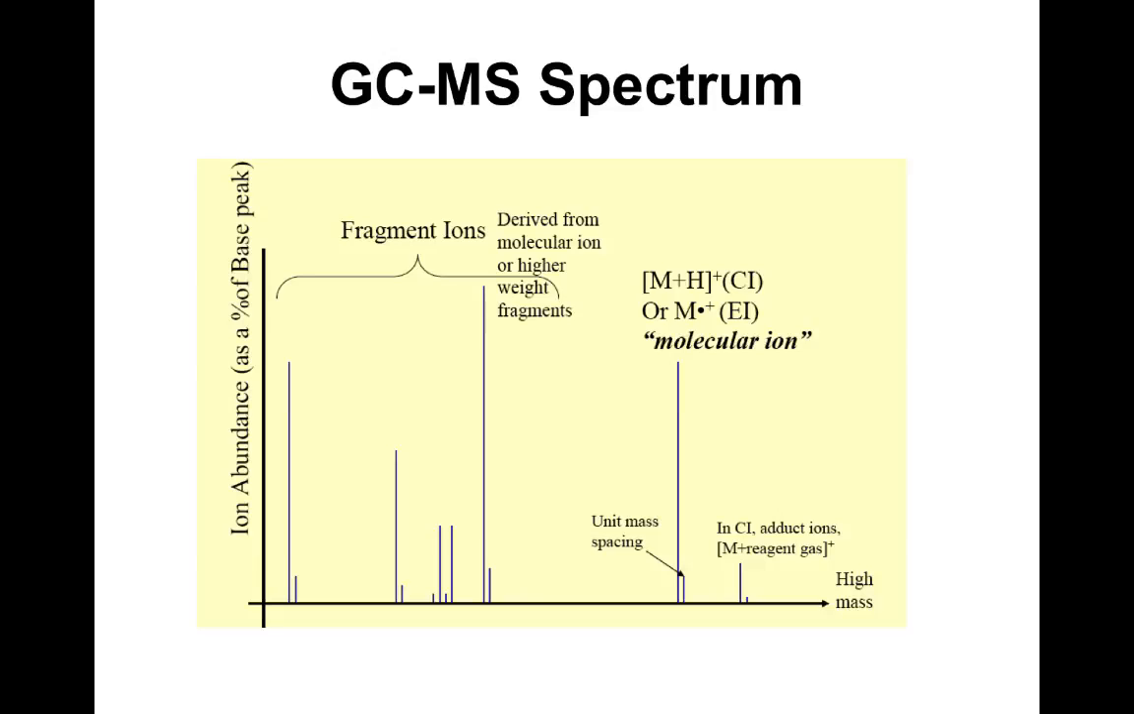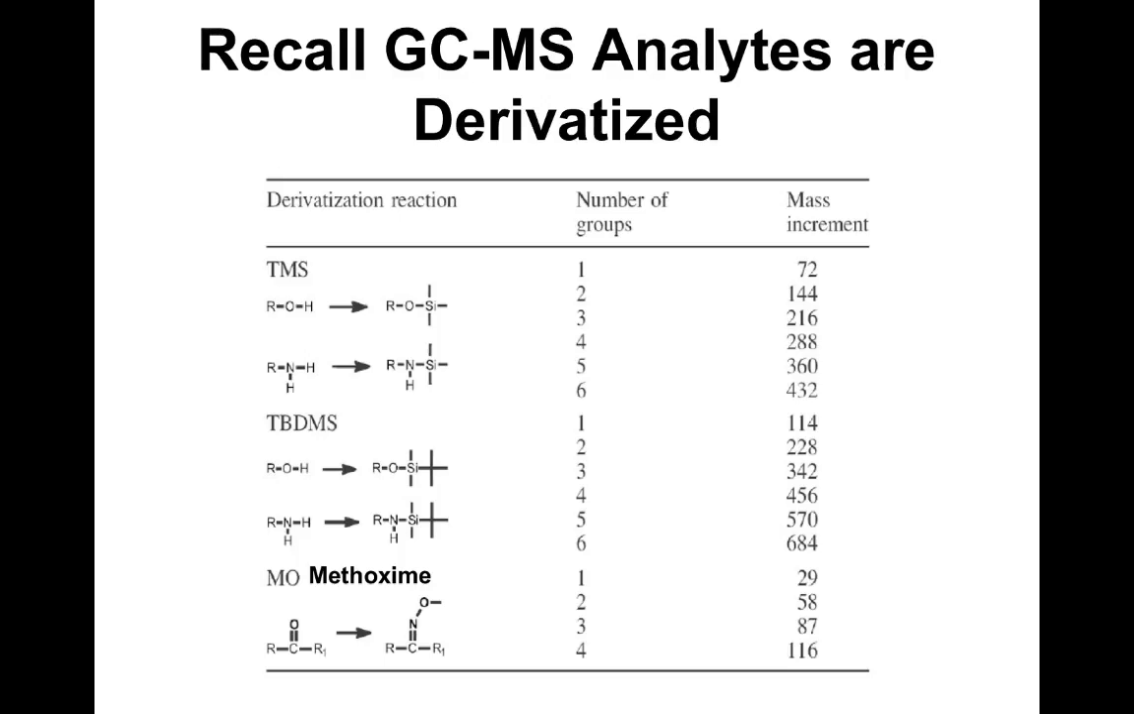We can see that it's generally a low resolution technique. It's unit mass. And then we'll see the fragments, or fragment ions. And these are fragments from the parent ion. In some cases, we'll see peaks that are even higher than the parent ion. And these may be certain adducts.